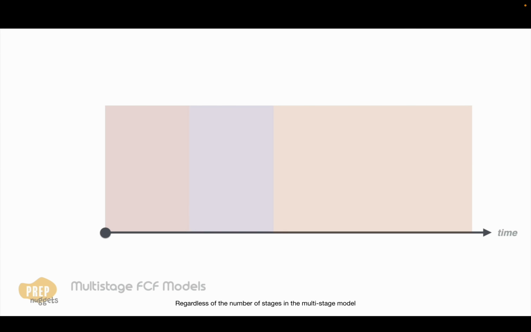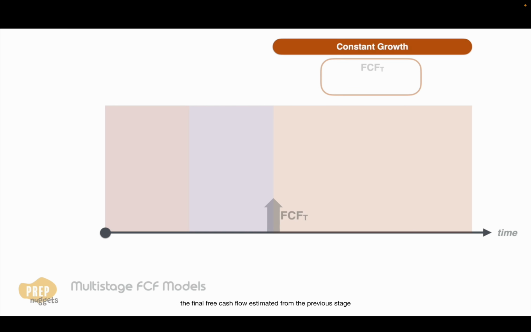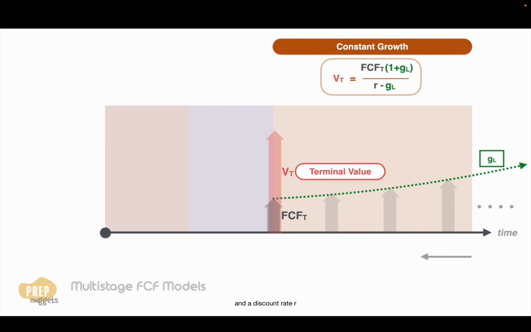Let's get started. Regardless of the number of stages in the multi-stage model, the overarching principles remain the same. The final stage should be the constant growth stage, where the final free cash flow estimated from the previous stage is used to calculate the terminal value based on the long-term growth rate of cash flow and a discount rate R.